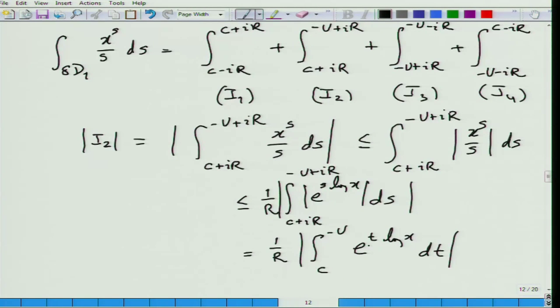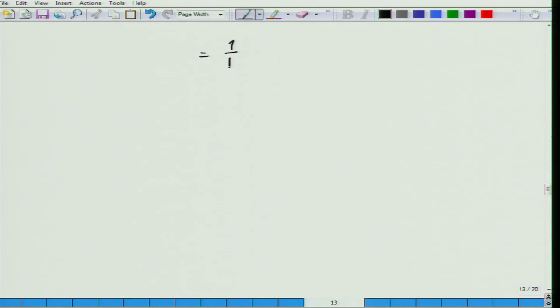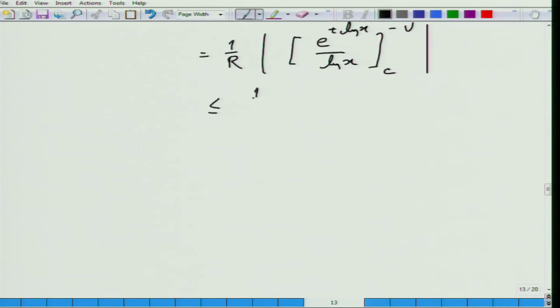Okay. And this can be integrated easily. What is the integral of e to the t log x dt? It is e to the t log x divided by log x, going from c to minus u, and this is less than or equal to, well, the bigger part would be when t equals c, that is x to the c by log x minus x to the minus u by log x. In fact, let us put a plus also, it does not matter, just to be on the safe side. So, that is the estimation for I2.